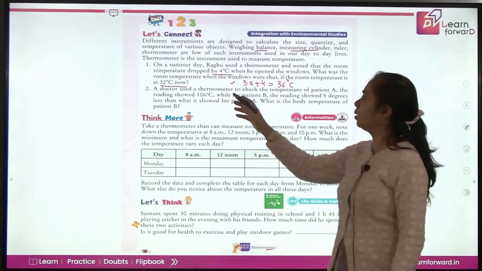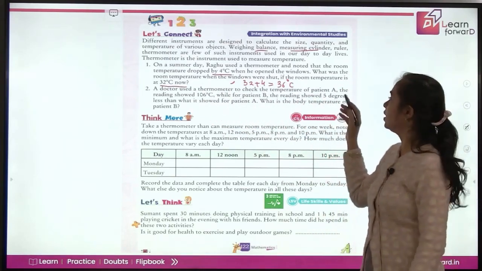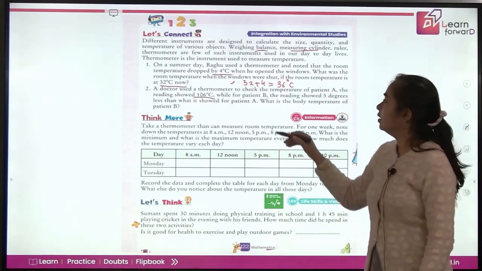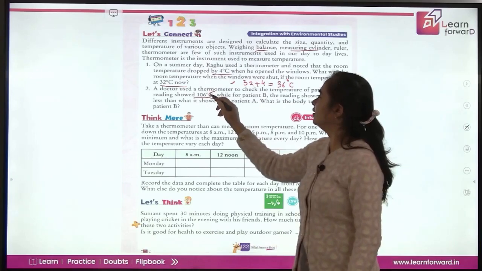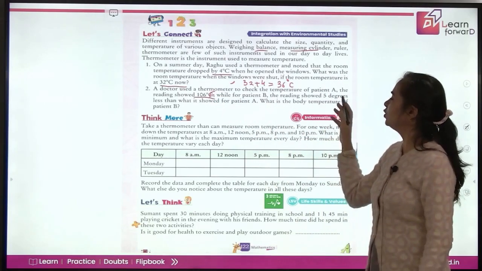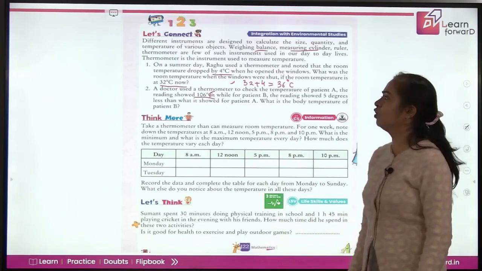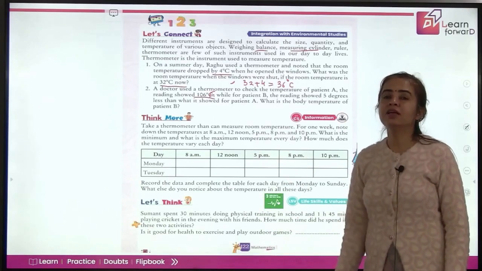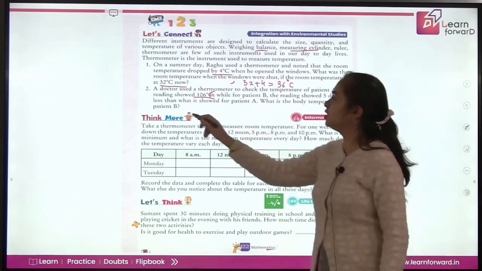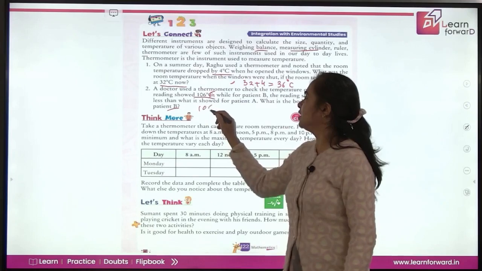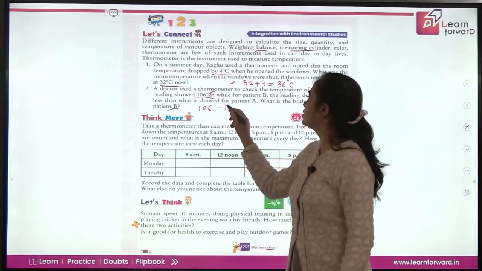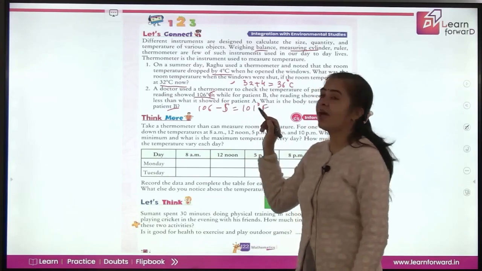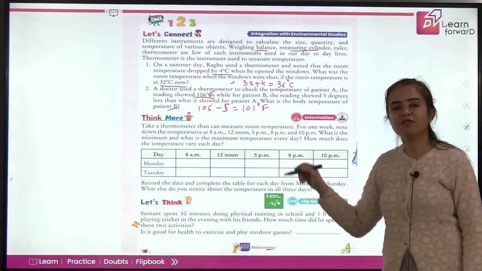A doctor used a thermometer to check the temperature of patient A. The reading showed 106 degrees, while this is Fahrenheit, children. While for patient B, the reading showed 5 degrees less than what it showed for patient A. So when it is showed less, that means it will be subtracted. So what is the body temperature of patient B? 106 minus 5 is equal to 101 degrees Fahrenheit, please. The body temperature is in Fahrenheit.